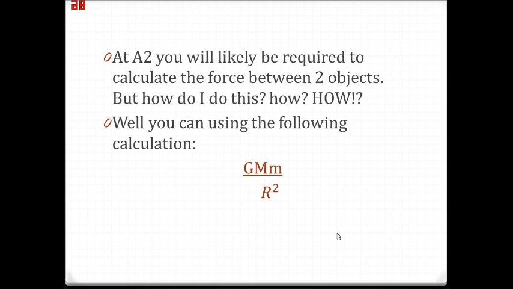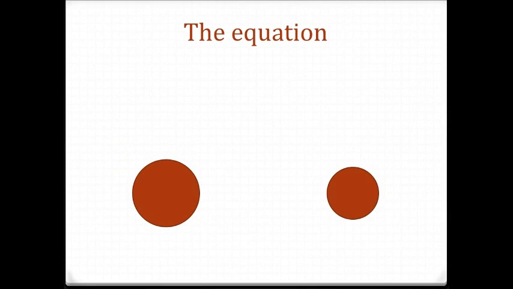Now some of you may be a bit confused as to what these symbols actually stand for, so I have created a diagram to explain. So you've got G(mm) over r squared. G is the universal gravitational constant. It's basically a fixed number. There it is now. You may notice it's actually quite small.